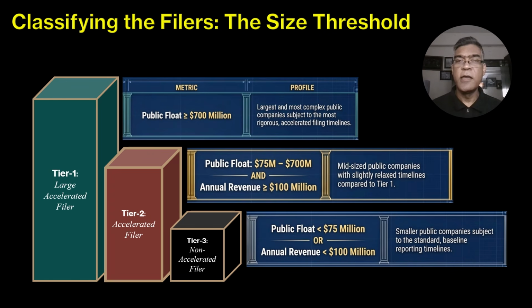Non-accelerated. Why? Because the revenue threshold is not made. And for tier 2, you need both conditions. Miss one, you drop down. Don't let the exam fool you. Lock this in.